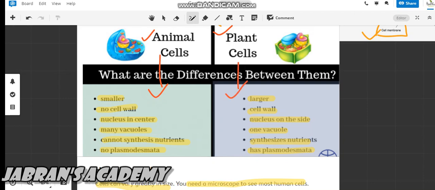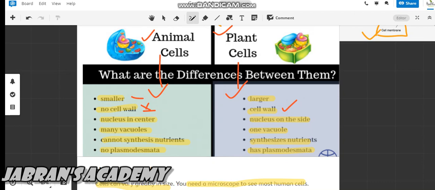The animal cells are smaller as compared to the plant cells. Plant cells are larger and the animal cells are smaller. There is no cell wall in the animal cells, but in the plant cells, a cell wall is present. That gives it support, that gives stiffness to the plants.